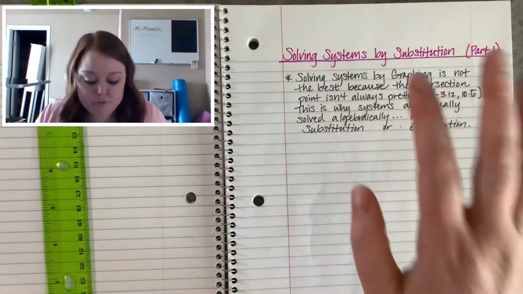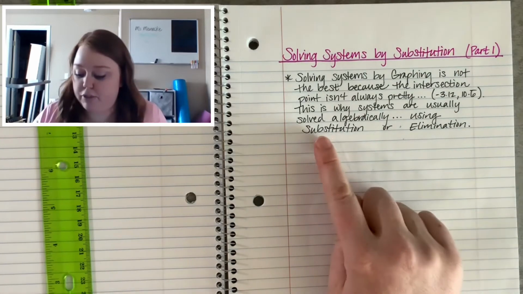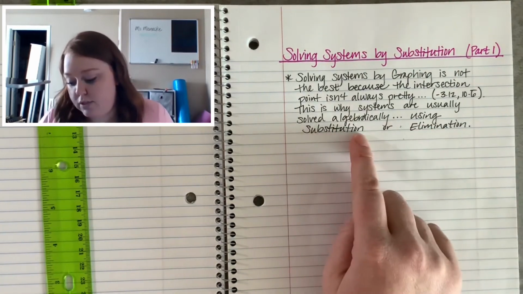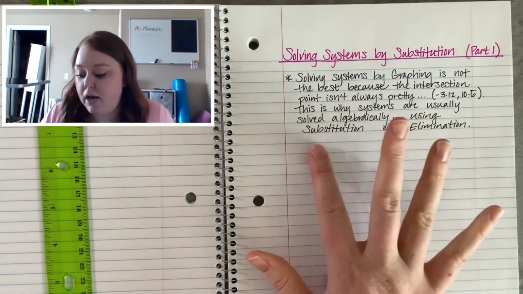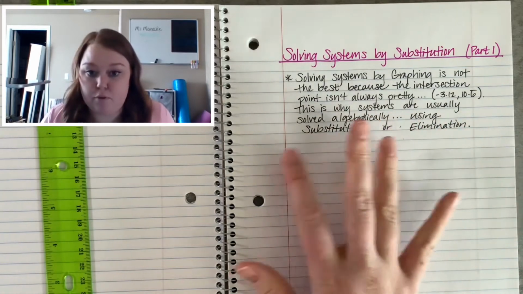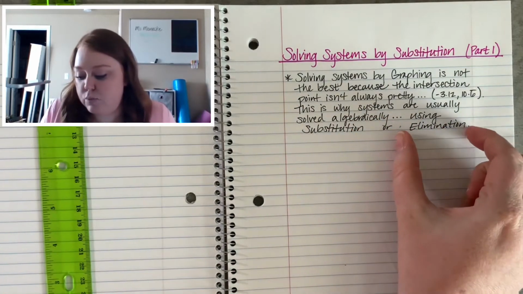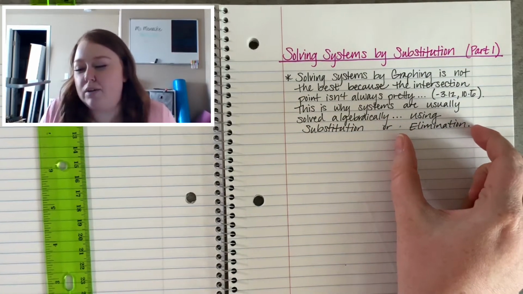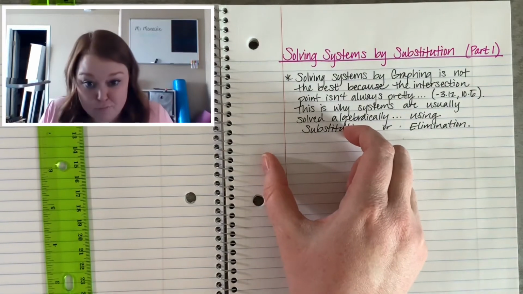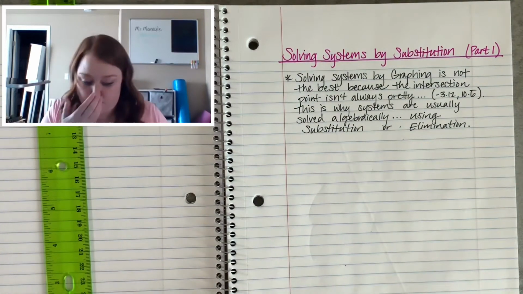So we have to know how to solve it algebraically, and there's two main ways to do that, substitution or elimination. You're going to see that I prefer one over the other, but we can't know how elimination works without knowing substitution first. So it is kind of a sequence thing.